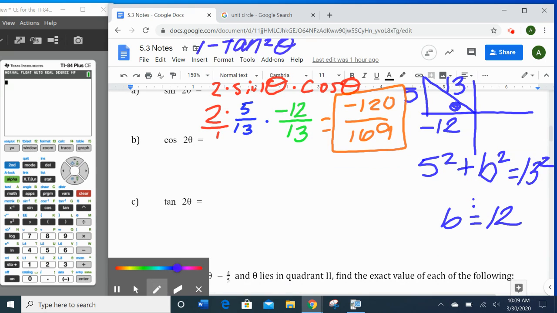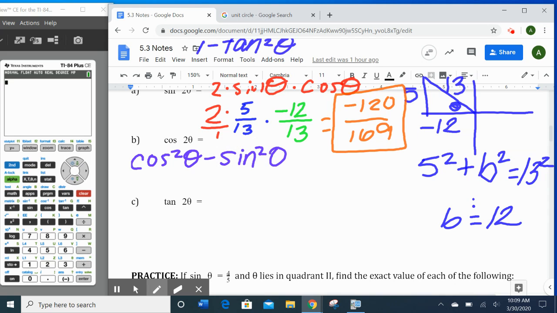Cosine of 2 theta is found by taking cosine squared of theta minus sine squared of theta. And so cosine squared of theta literally means take the cosine of theta and square it. So the cosine of this angle is still negative 12/13, and they want me to square that. And then I'm subtracting sine squared. Well, the sine of this angle is 5/13, and they want me to square that.